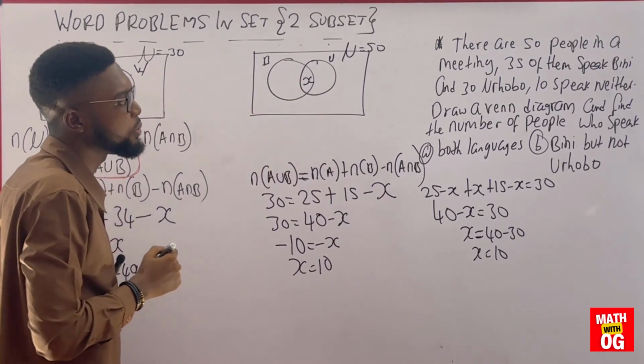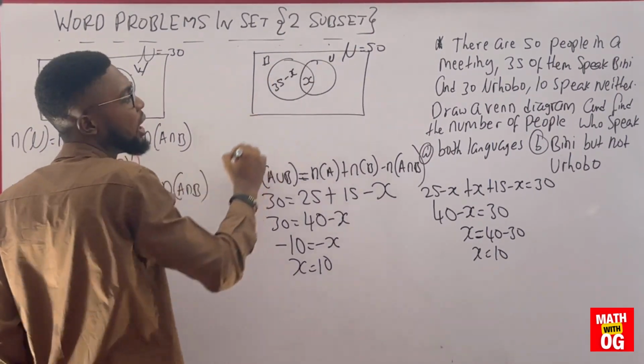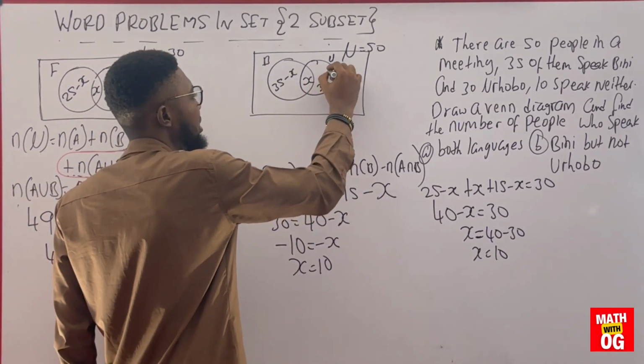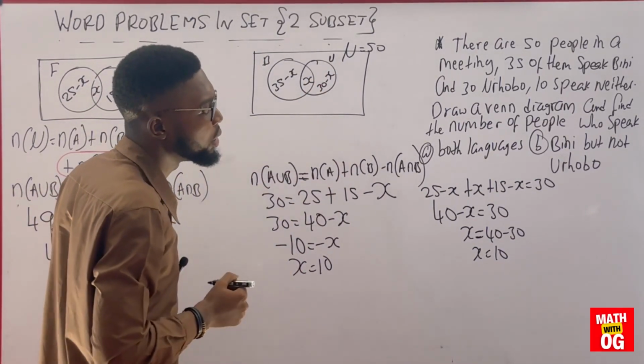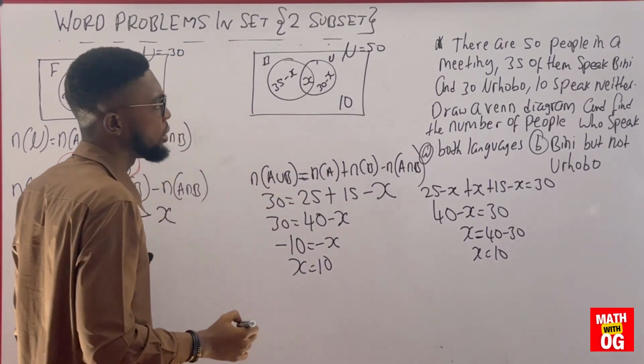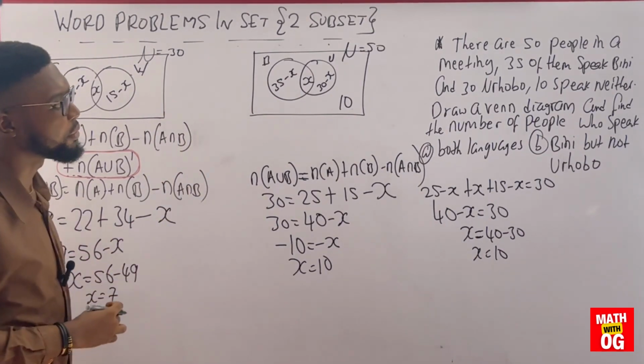So if 35 speak Bini, it means that 35 minus X speak Bini only. And 30 speak Urhobo, it means 30 minus X speak Urhobo only. 10 speak neither, so you can see them here. 10 people, and not sabi speak Bini, and not sabi speak Urhobo. So that's where you find them.